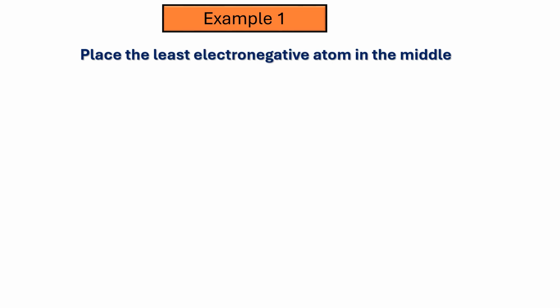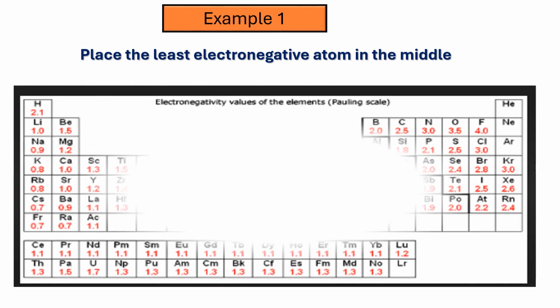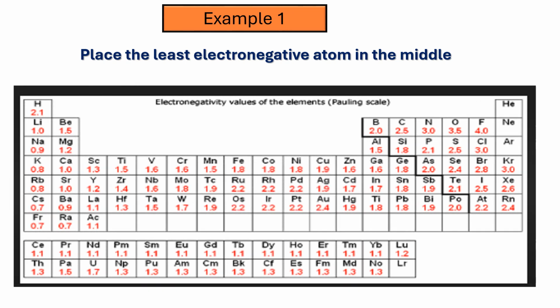Next, we'll place the least electronegative atom in the middle. So let's bring up the table that tells us the value for electronegativity of each atom. So we're dealing with carbon dioxide. Oxygen has an electronegativity value of 3.5, whereas carbon has a value of 2.5. So carbon is less electronegative than oxygen, so carbon will be in the center, in the middle. Place carbon in the middle, and we have 2 oxygen.